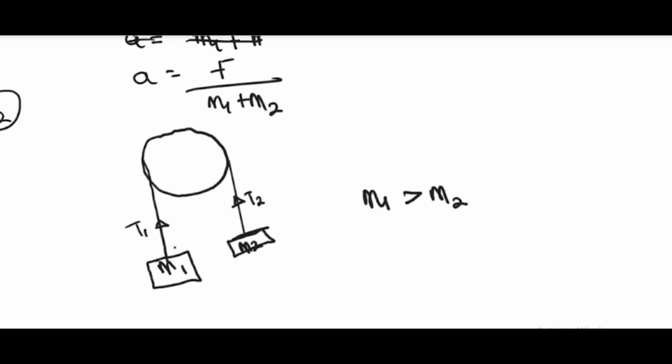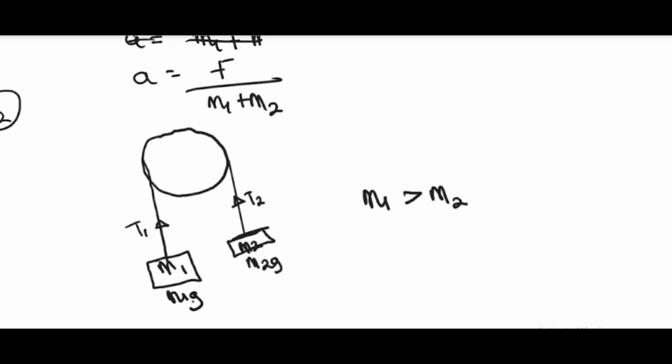So the weight will not extend the rope. Rather, it will make the rope tilt towards one end. One end will look longer than the other. Why? Because the weight at that end is more. So that's the reason why M1 is greater than M2. If M1 is greater than M2, it means that the weight here, which is M1G, is greater than the weight here, which is M2G.